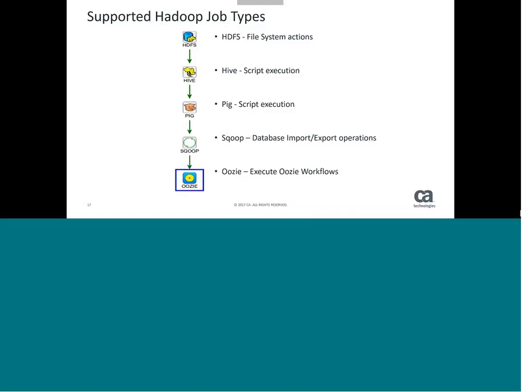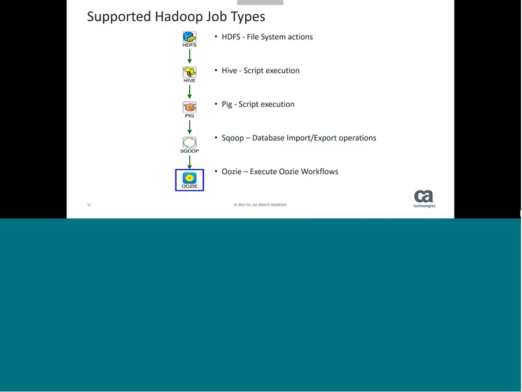So here is the list of job types that our Hadoop Advanced Integration supports. There are a set of actions that you can perform on the Hadoop file system. So we can do HDFS file system actions, and we'll see a bit more about that in a few minutes. We can run Hive scripts. So if you've written any programs using the Hive environment, we can execute them. Pig is another script type language used for consuming data to help produce reports for analytics.